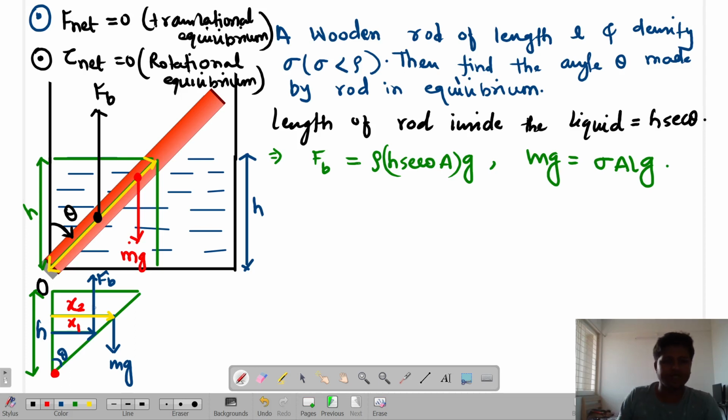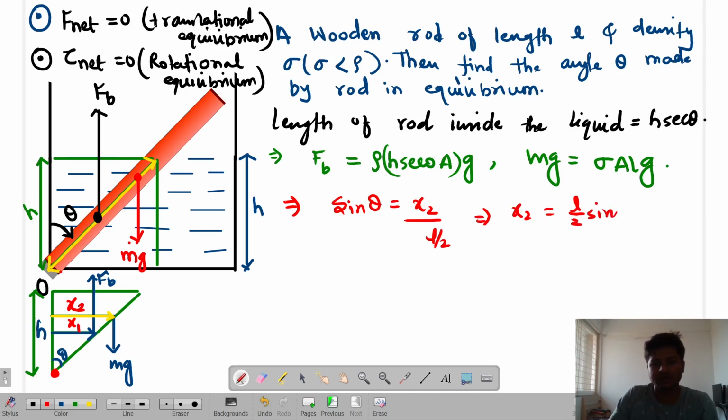So simple. If I want to write x2, this base from here to here, it will be L by 2, because mg works from the center of mass, isn't it? So for x2, we know the formula sine theta is equal to perpendicular by hypotenuse, which is x2 by L by 2. So this implies x2 is equal to L by 2 sine theta. Because for mg, this length is how much? L by 2. Is that clear?